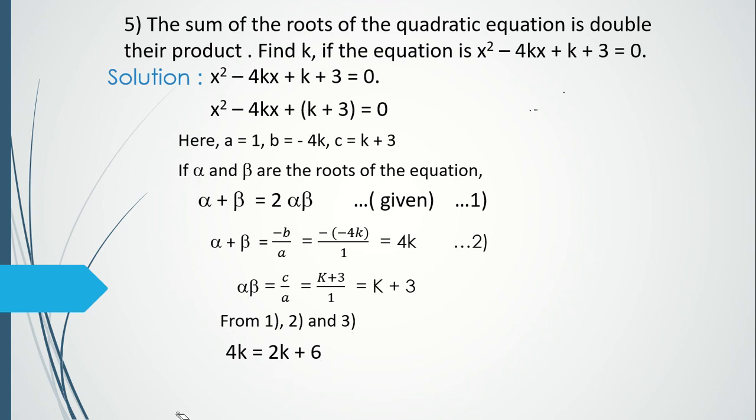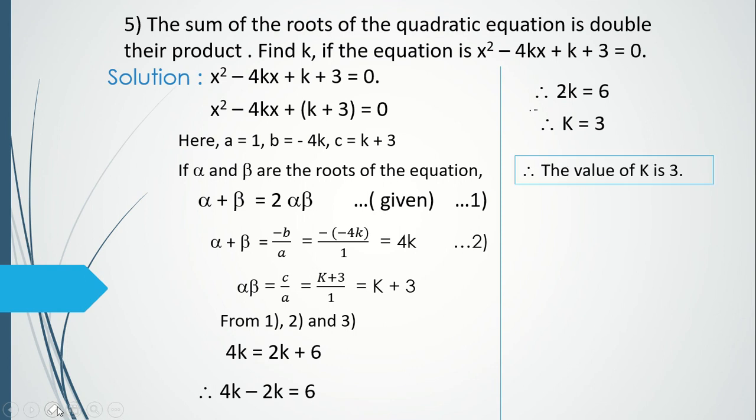Now 4k minus 2k will become 2k. This 2k will come here. Okay, therefore we get k is equal to 3 and hence we got the value of k. The value of k is equal to 3.